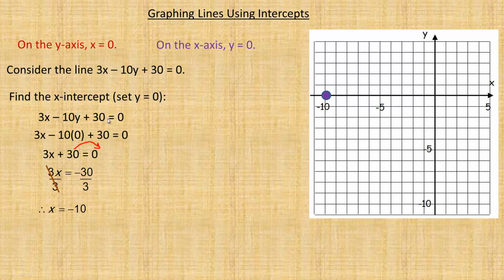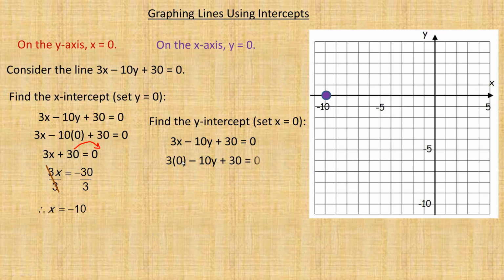And now let's find the y-intercept. So to find the y-intercept, we put 0 in place of x. So write the equation down again, and now we're going to put 0 here in place of x. So 3 times 0, again, that term becomes 0 because 3 times 0 is 0. So really we just have negative 10y plus 30 equals 0. Very similar to what we did over here. You could subtract 30 from both sides, and so you would next have negative 10y equals negative 30.